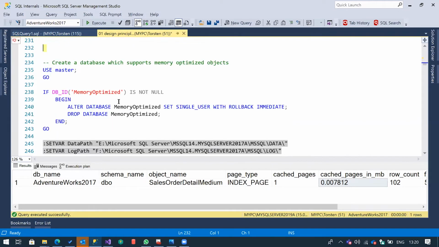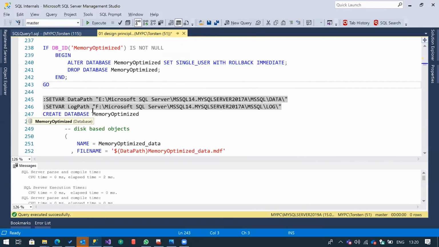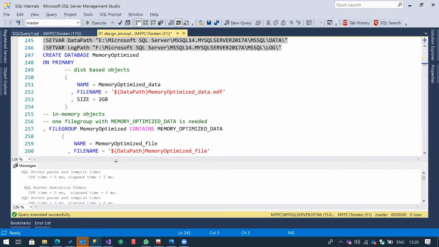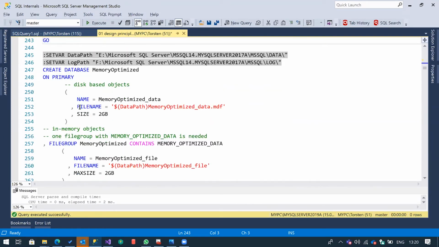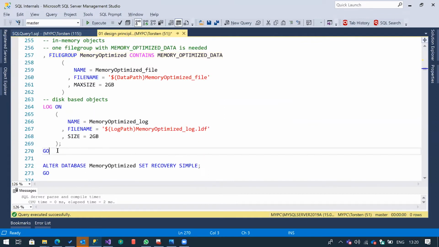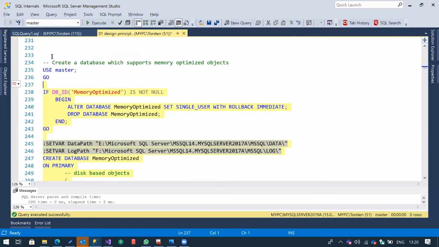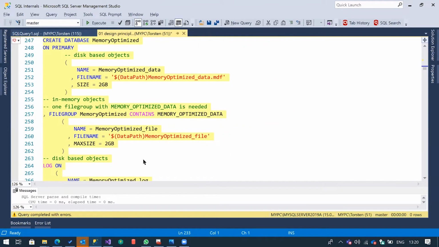Okay, let me do the following. Now I will create a database which supports memory optimized objects. And you can see how it works. We create a database. This is what I call the traditional part, you know already, but there is one file group, which can be whatever name, but it has to be defined as contains memory optimized data. Okay, this is how to create an in-memory OLTP database.